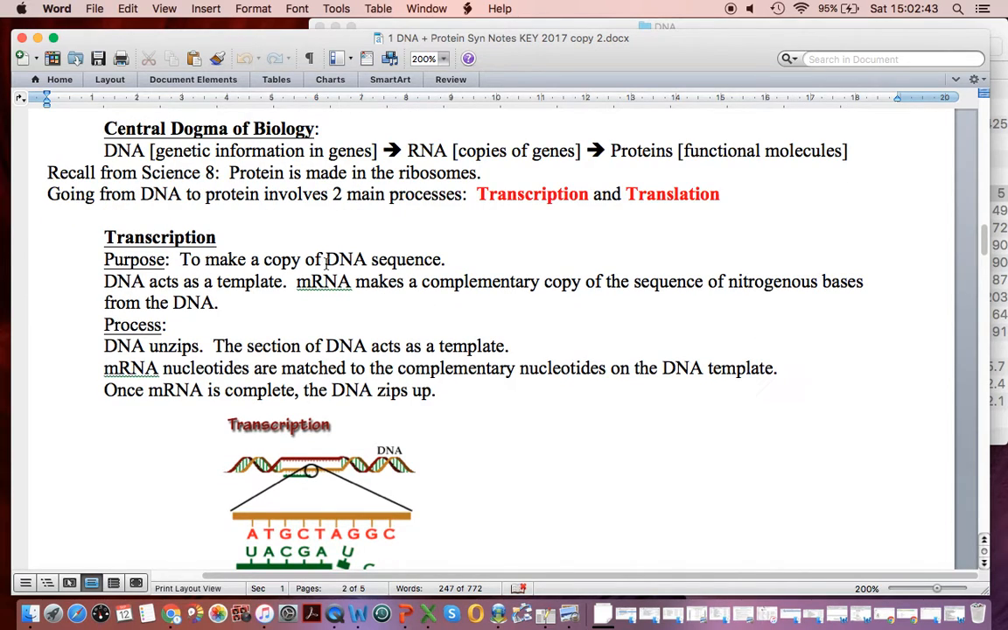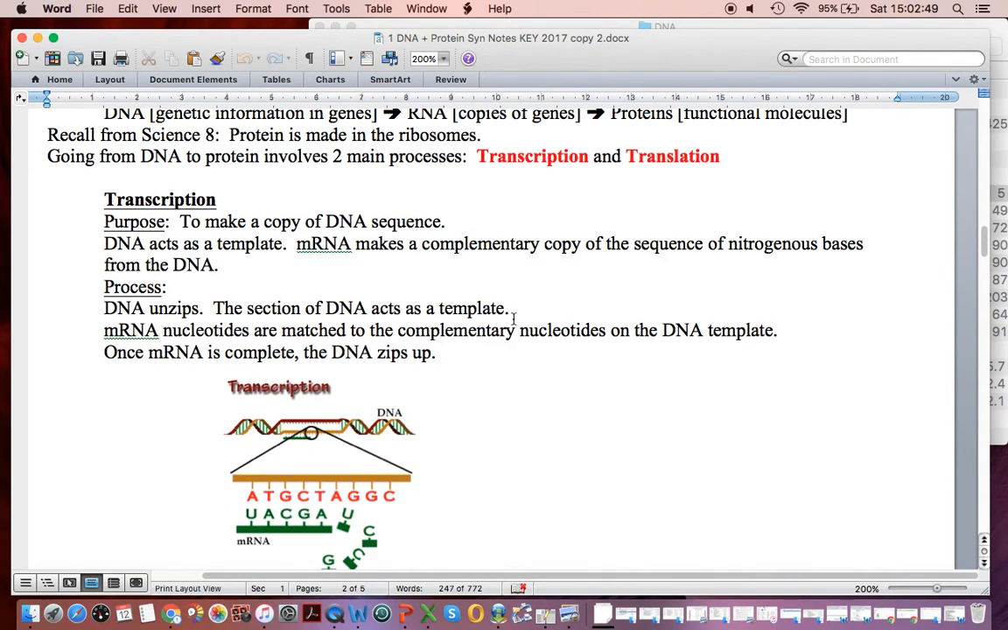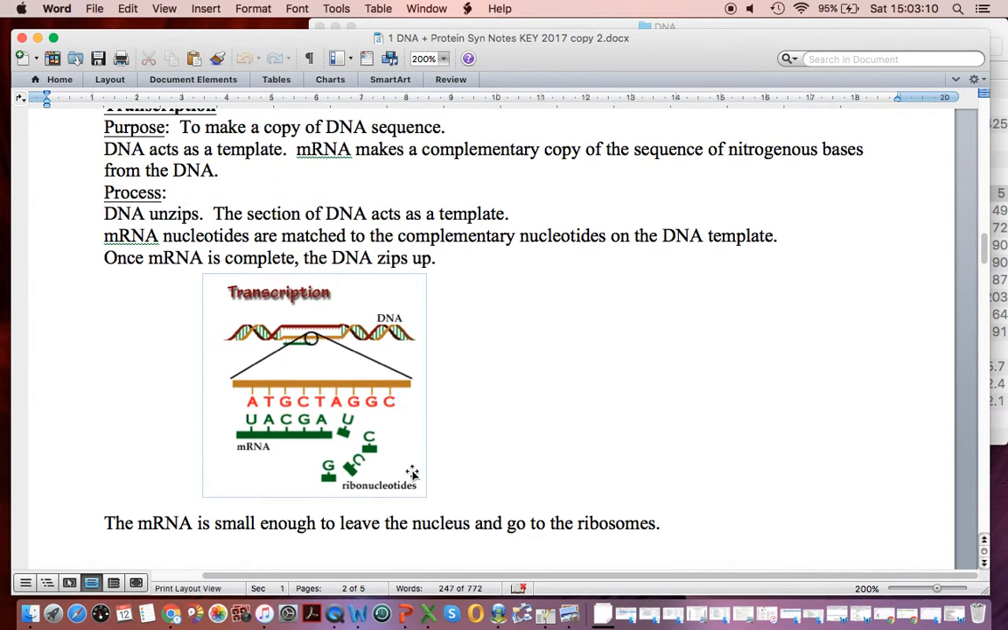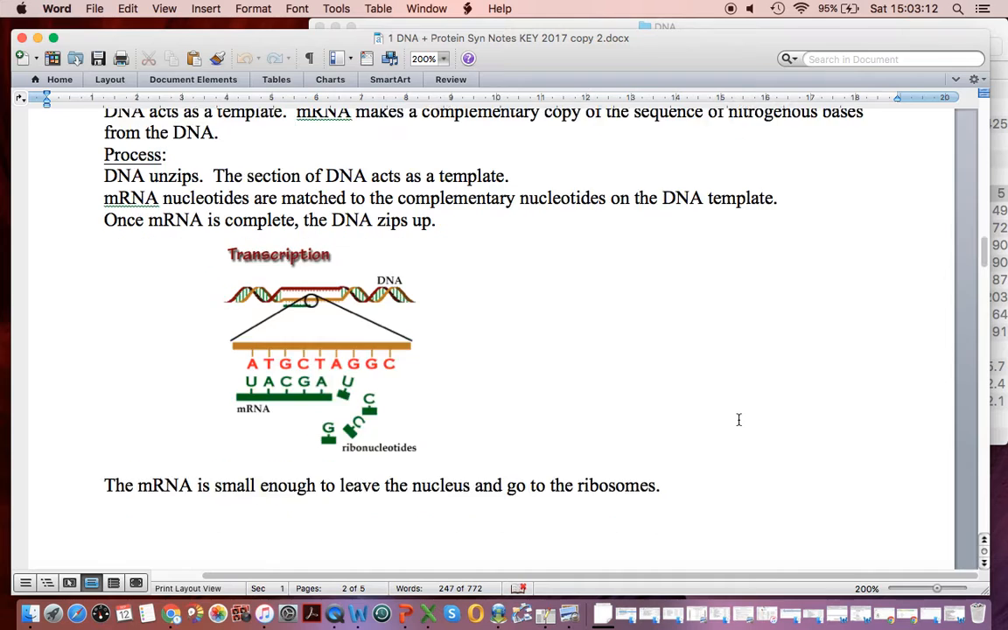Transcription, the purpose is to make a copy of a section of DNA. The DNA acts as a template, and the messenger RNA makes a complementary copy. So that means if you have an A, you get a U. If you have a T, you get an A, a G, you get a C, and so on. So the DNA has to unzip. The nucleotides will fill in. You've made your messenger RNA, and at a certain point it'll break off and leave the nucleus, taking its genetic information with it. And the DNA will zip back together.